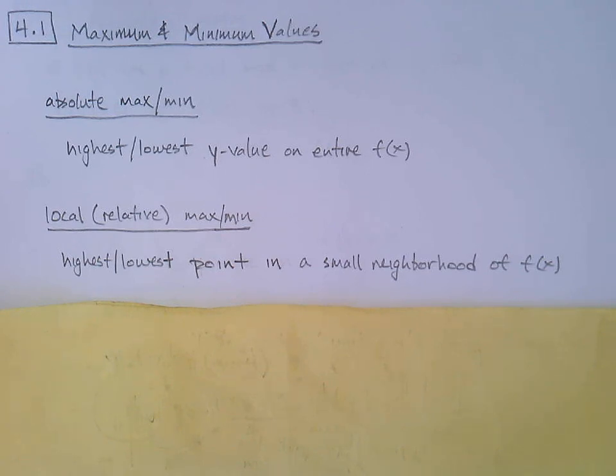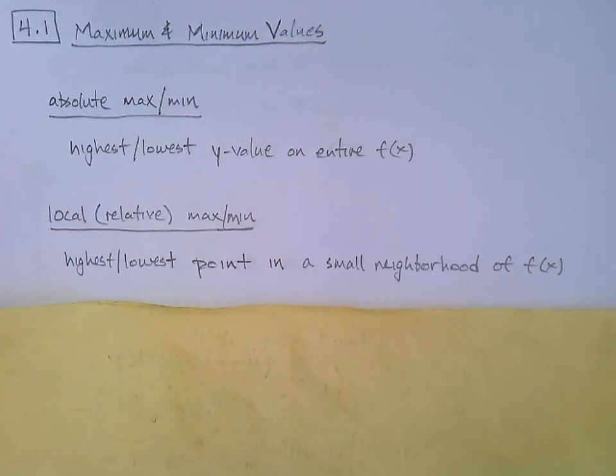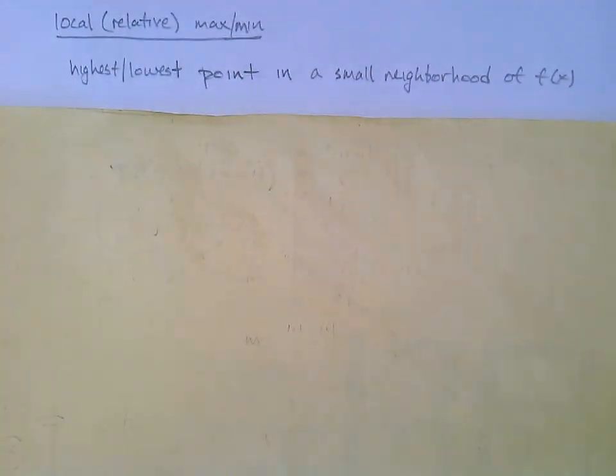So a local max might not be the highest point on the entire function, but it's the highest point in a small area, or we use the word neighborhood. Or a local min might not be the lowest y value on the entire thing, but it's the lowest y value compared to the ones around it in its neighborhood, if you will. Okay, so let's just put down a graph and see if we can identify absolute max and min, local max and min, and there are going to be some nuances that come out of this that are really helpful to see here.